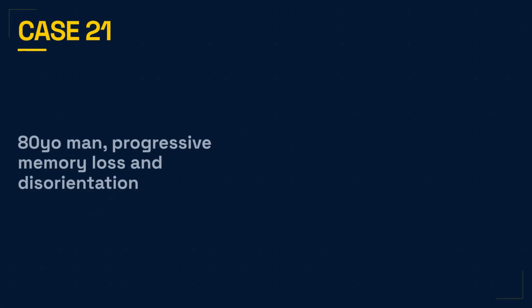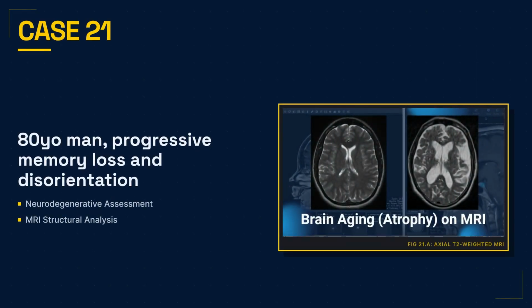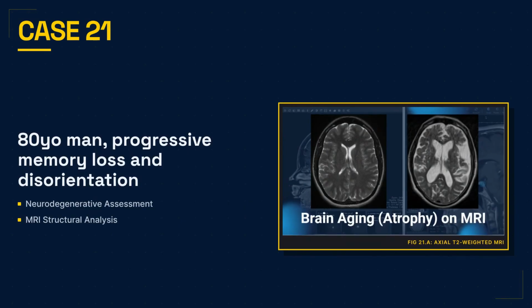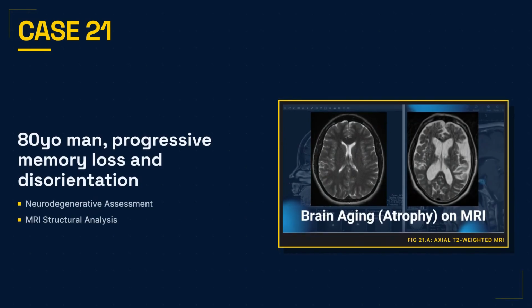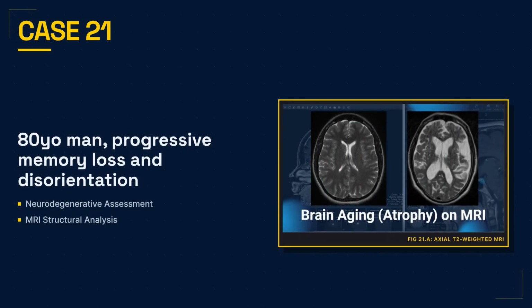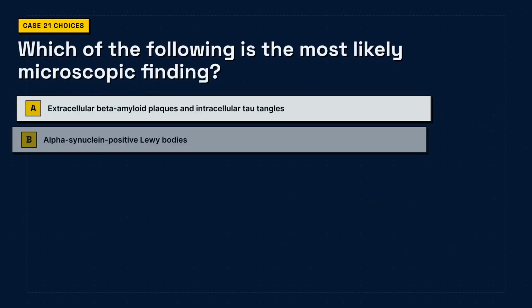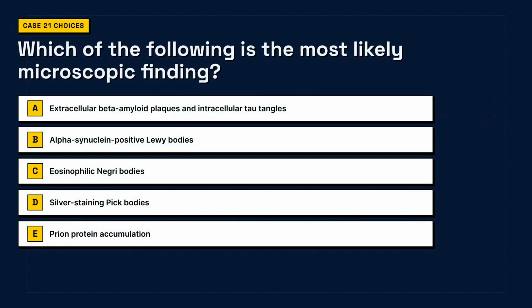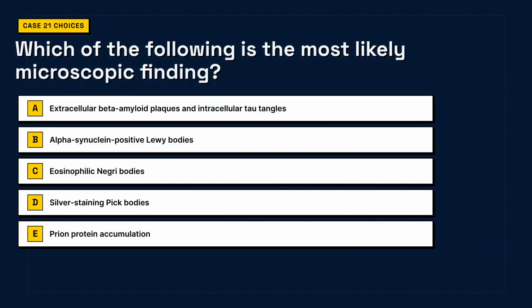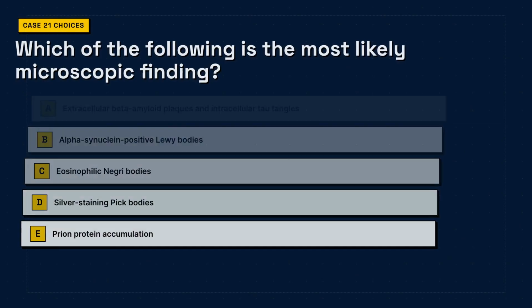Case 21. An 80-year-old man presents with progressive memory loss and disorientation. MRI of the brain shows significant cortical atrophy and enlargement of the lateral ventricles. What is the most likely microscopic finding associated with this condition? A. Extracellular beta-amyloid plaques and intracellular tau tangles. B. Alpha-synuclein positive Lewy bodies. C. Eosinophilic Negri bodies. D. Silver-staining Pick bodies. Or E. Prion protein accumulation. Pause and select.